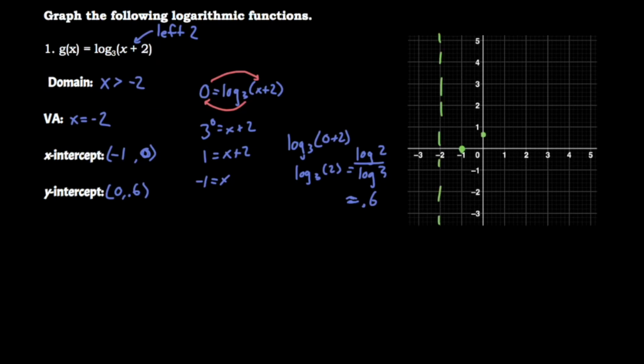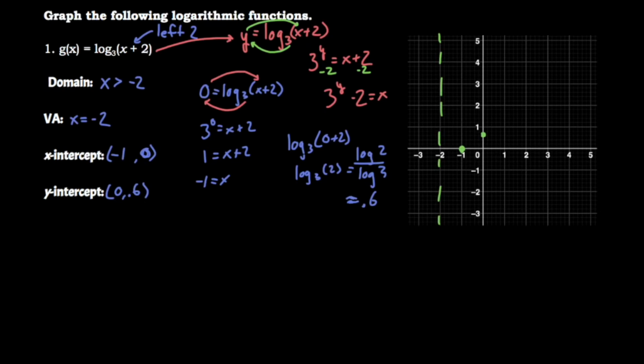And the last thing there is to do is just get a couple more points by making an xy table. And I'm actually going to start by putting this in exponential form. So this is going to feel a lot like what we just did. I'm going to do around the world, so 3 to the y power equals x plus 2. And then subtract 2 from both sides, so 3 to the y power minus 2 equals x.